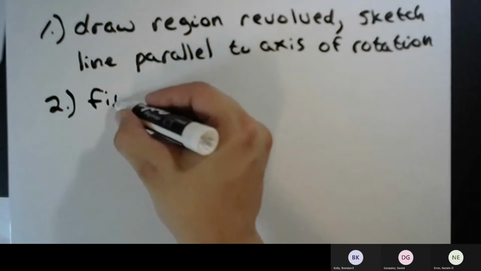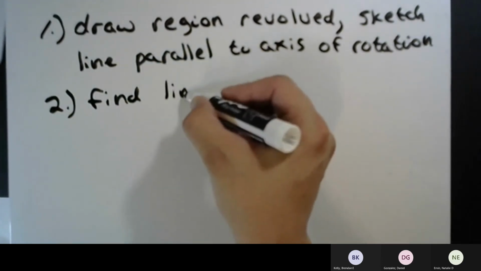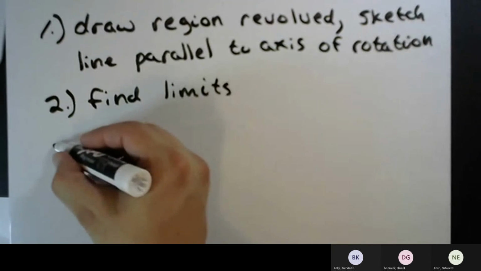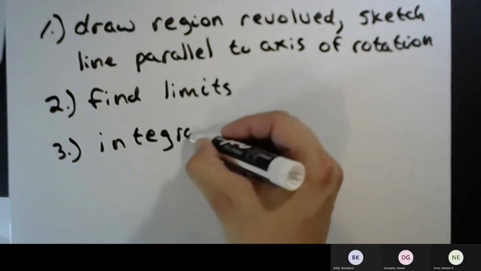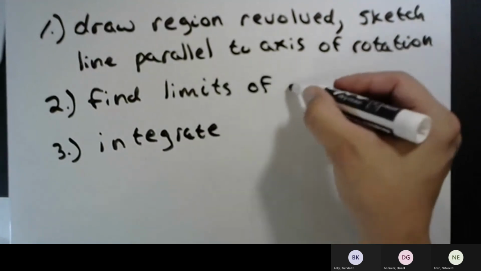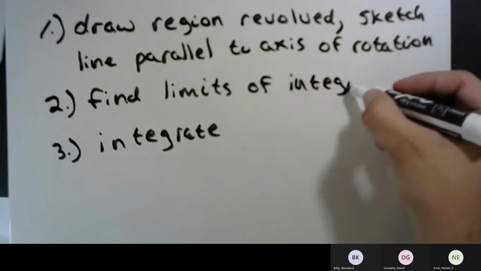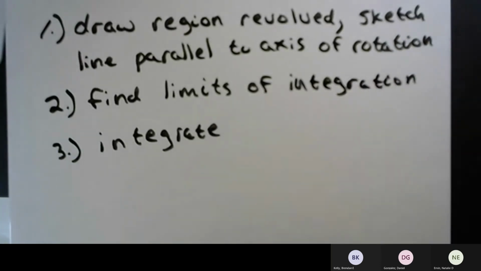And then we find the limits. And then we integrate. The limits of integration, not to confuse it with other limits. So we found other limits, a different type of limit before. So let's do an example.